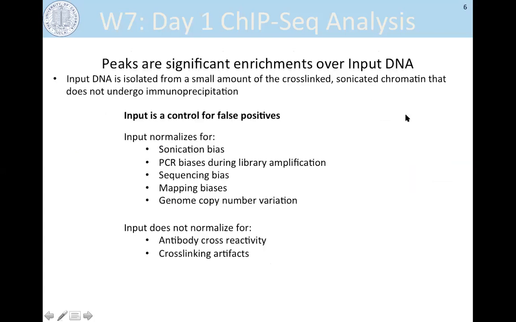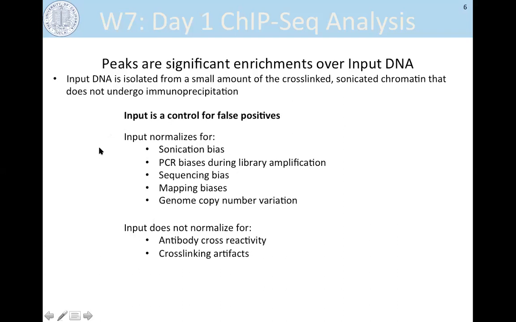So as I mentioned, peaks are significant enrichments of your ChIP over a control, usually an input. And what an input is, it's a sample of your cross-linked sonicated chromatin that has not undergone immunoprecipitation. So this is essentially a negative control for sites that are enriched, or a negative control for peaks. And what input does is it controls for false positives. And what input normalizes for includes sonication bias.